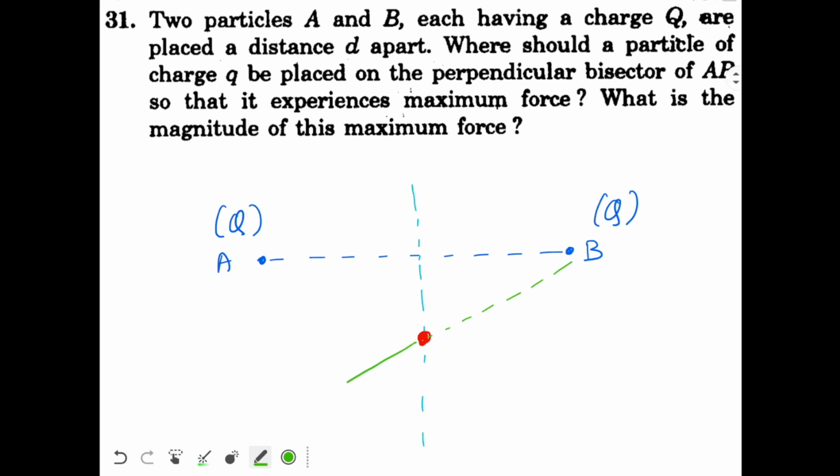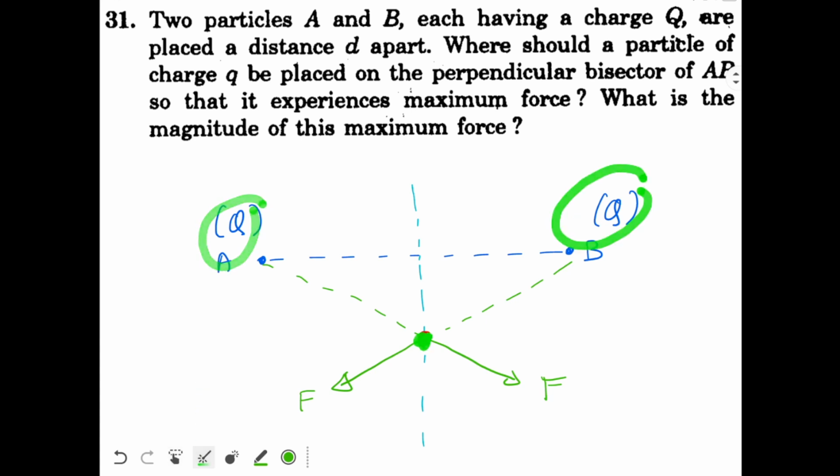Okay, now how much will this force be equal to? B will create a force in this direction, F. Similarly, A will create a force in this direction. This is the force created by A, and that will be equal to F again. Why F? Because both of them have the same charge and it's exactly center symmetry. Correct.